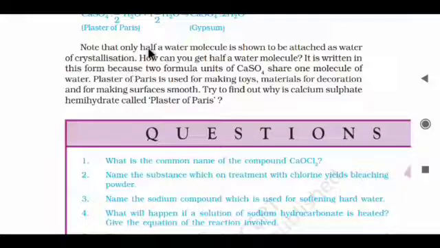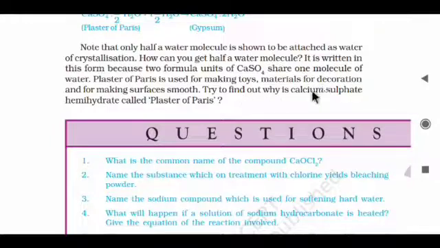Note that only half a water molecule is shown to be attached as water of crystallization. How can you get half a water molecule? It's written in this form because 2 formula units of CaSO4, calcium sulfate, share 1 molecule of water. POP is used for making toys. These are the uses of POP: first is toy making, material for decoration, and for making surfaces smooth.